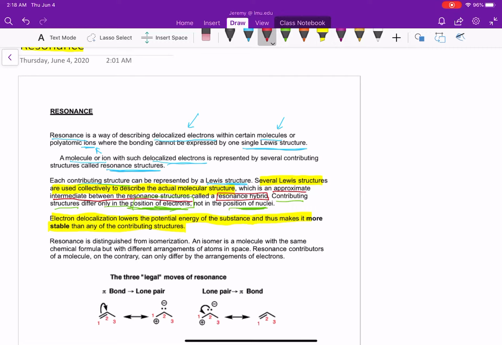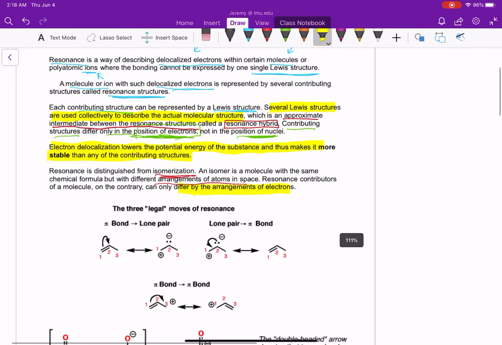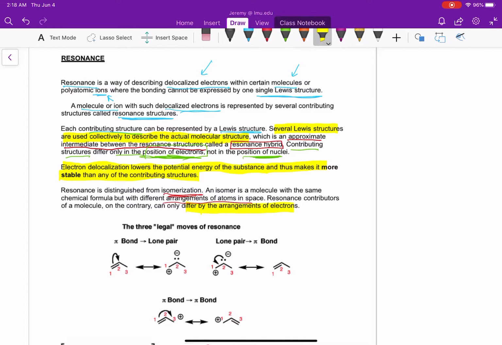Resonance is different from isomers. An isomer is a molecule that has the same formula but different arrangements in space. Remember, with resonance structures, our arrangement of atoms is going to be exactly the same. So in resonance, we're only differing by the arrangement of the electrons. A lot of new terms and definitions, and as we work through examples, hopefully these terms will make a lot more sense.